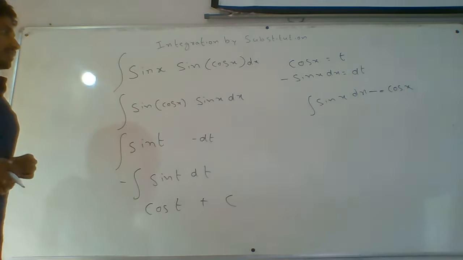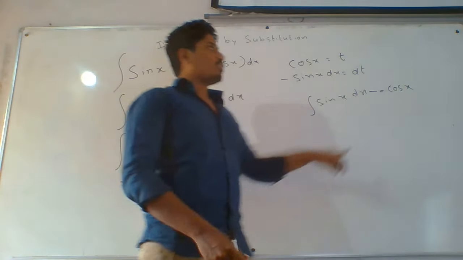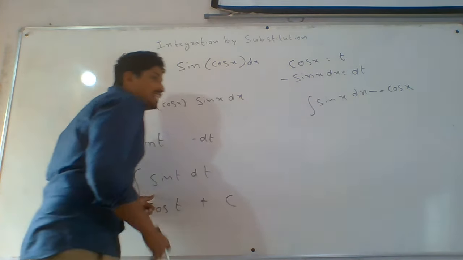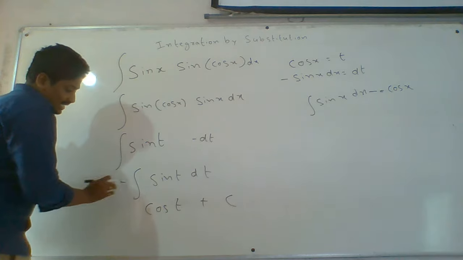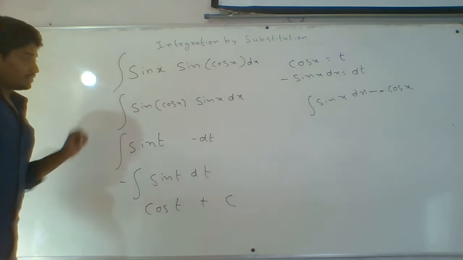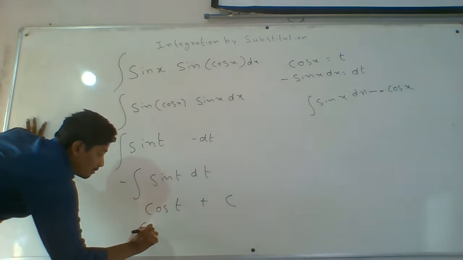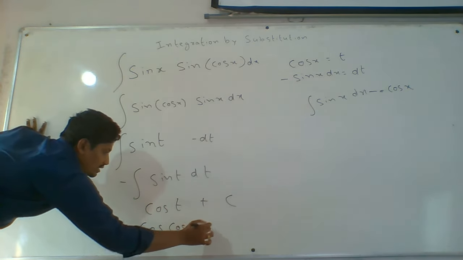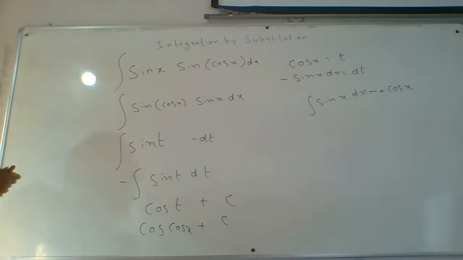For sin t it is minus cos t. Minus minus get cancelled. Cos t. Hence cos of cos x plus c. Okay. See the steps here.